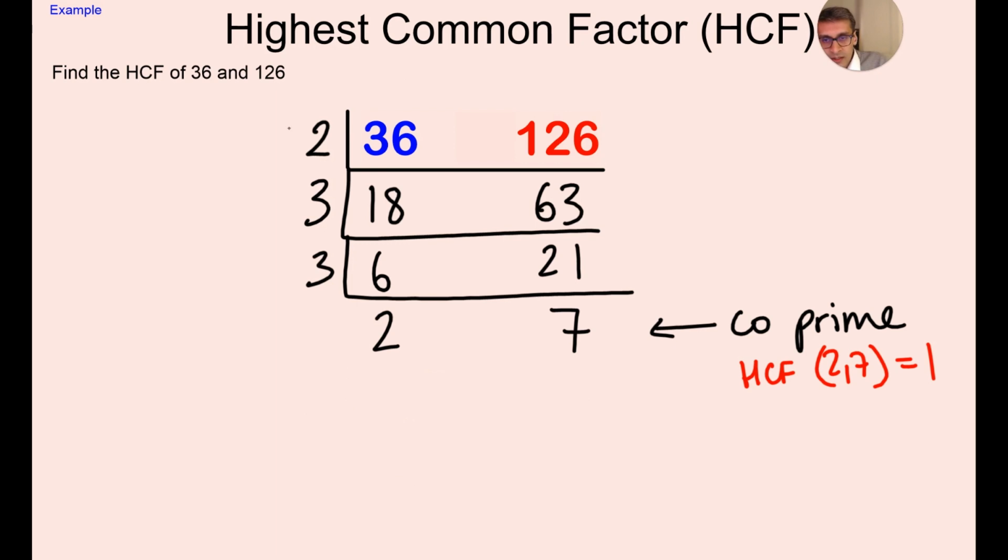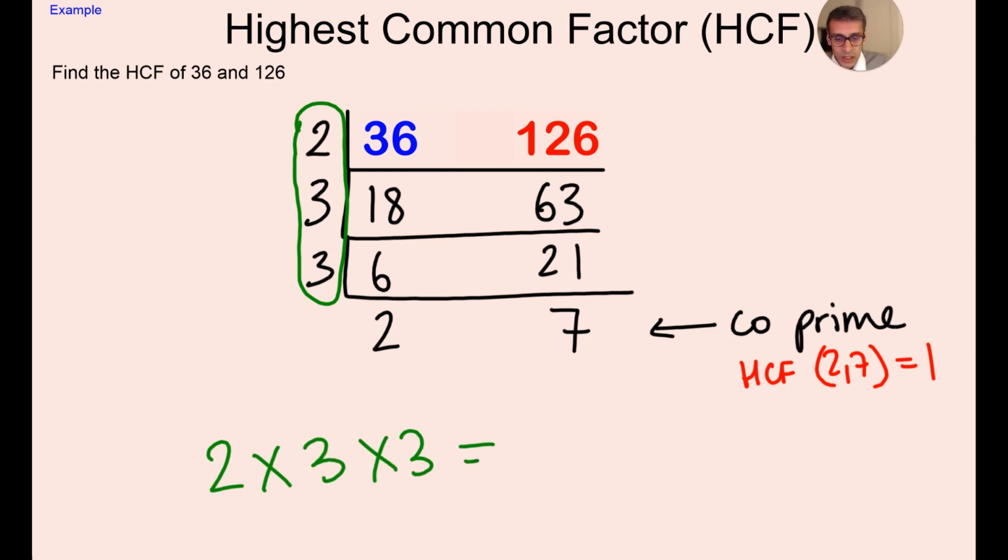So the highest common factor will be the numbers which go into both 36 and 126, which are these numbers here. So we multiply these, 2 times 3 times 3. 2 times 3 is 6, 6 times 3 is 18. So 18 is the highest common factor of 36 and 126.